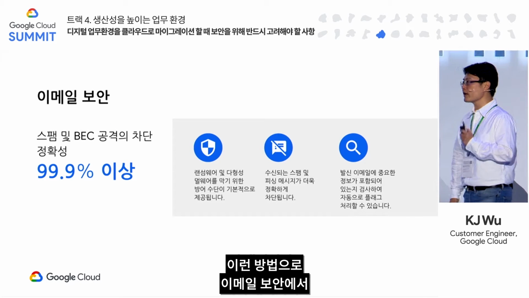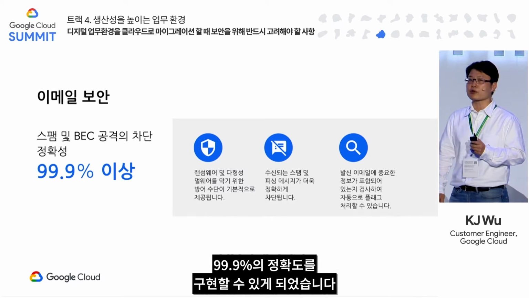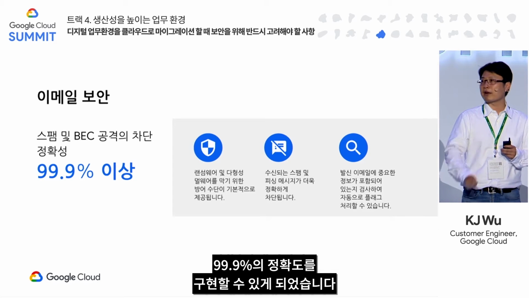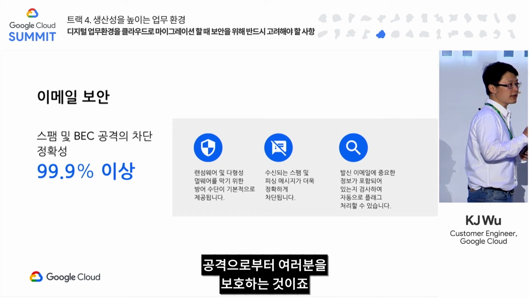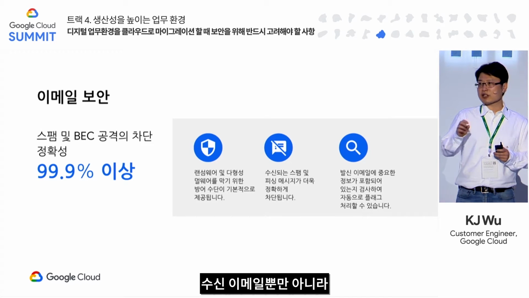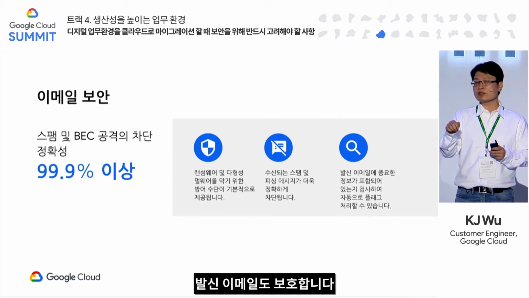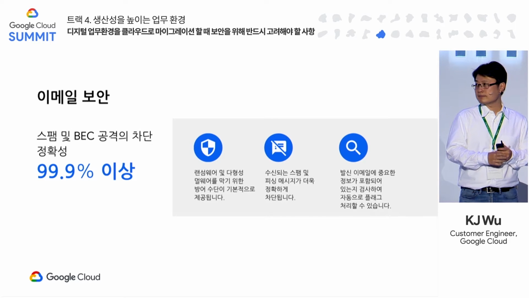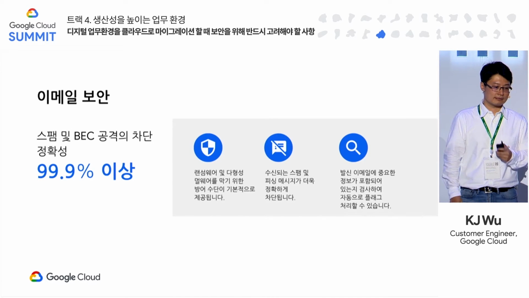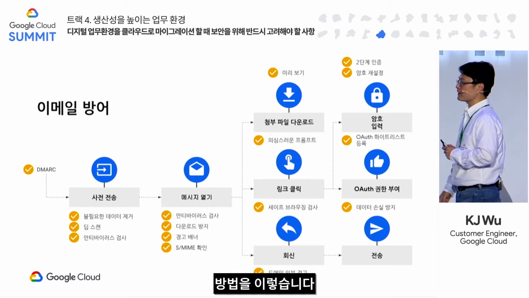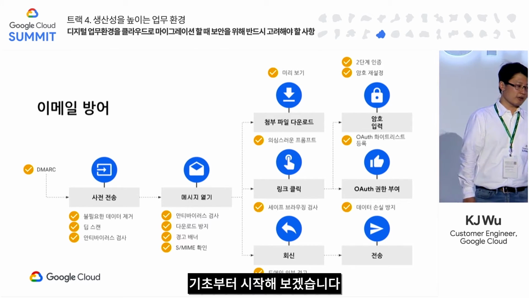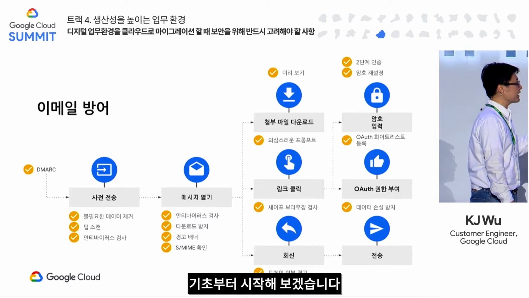That's why we can achieve 99.9% accuracy in the secured mail. We can spot that, protect you from being attacked, not just from incoming mail, also for outgoing as well. How? Let's go even deeper. How do we do that?